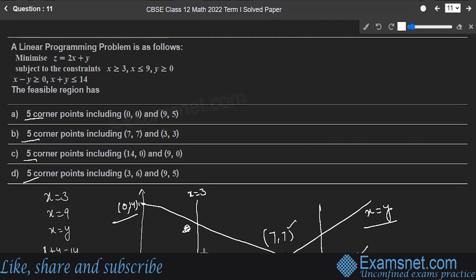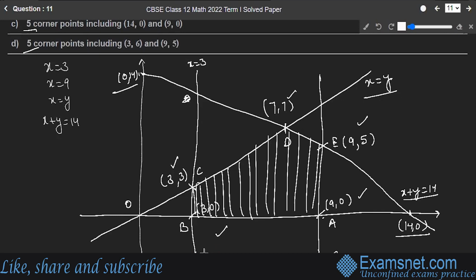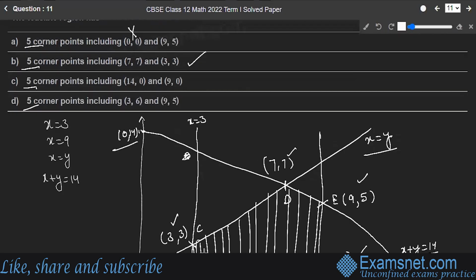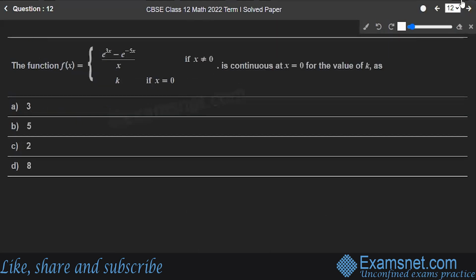Everyone is saying 5 corner points, including 0, 0 is not there. So this is not included. 7, 7, 3, 3 is there. 14, 0. No, this is not the one. This is wrong. 3, 6. No, this is not the one. So we got option B as the correct answer. Hope you got that. Next is question number 12.